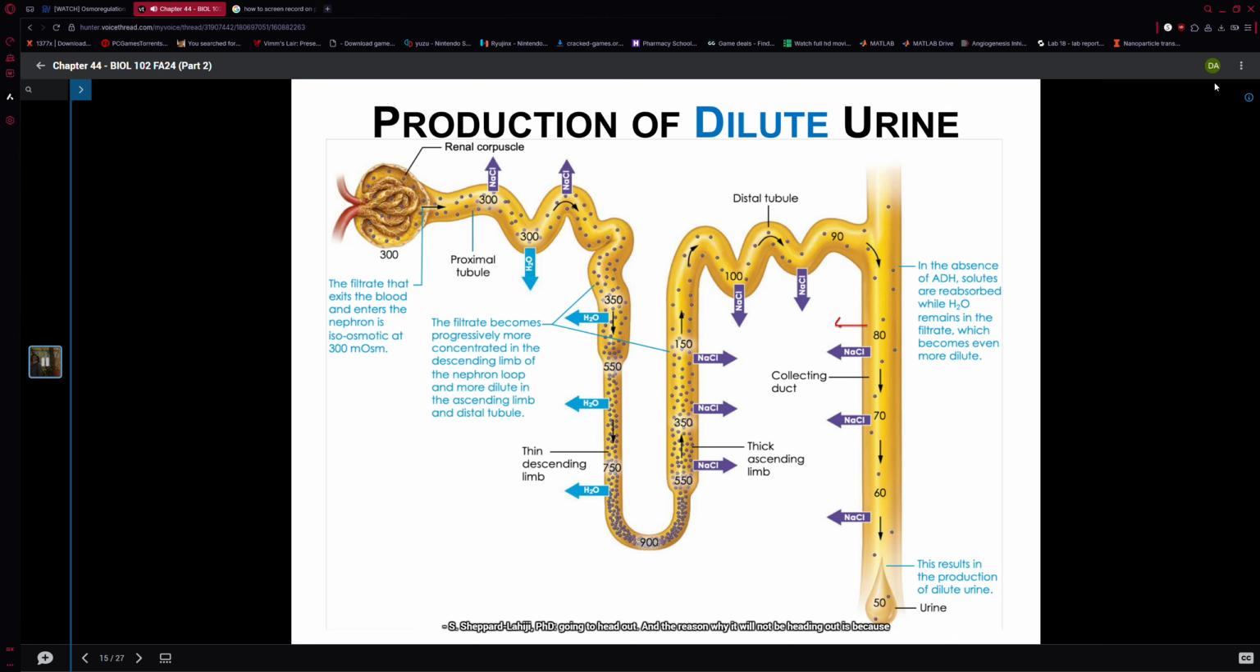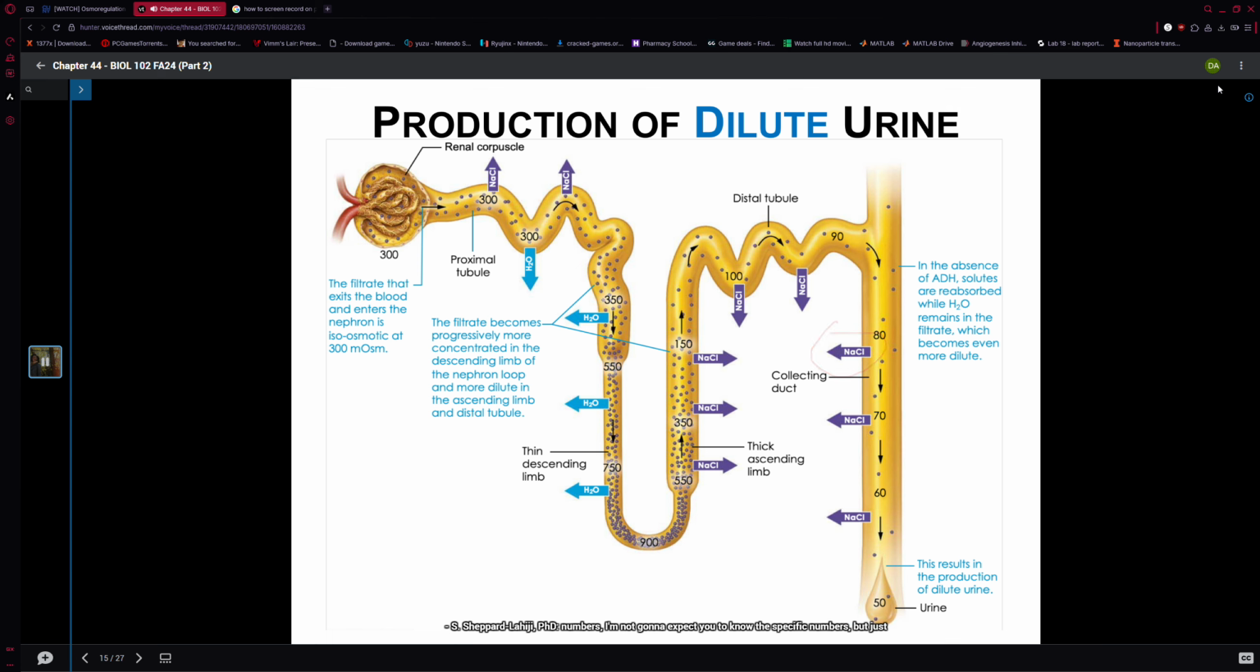And the reason why it will not be heading out is because there are no aquaporins, and essentially aquaporins are what make this region permeable to the movement of water. So we depend on aquaporins here. So ADH is controlling that. So no ADH, no aquaporins, no movement of water out of the filtrate. It stays. There's still movement of solutes, and that's going to further lower the osmolarity value that we would expect to see as we work our way through the collecting duct. So this is what will create that dilute urine.